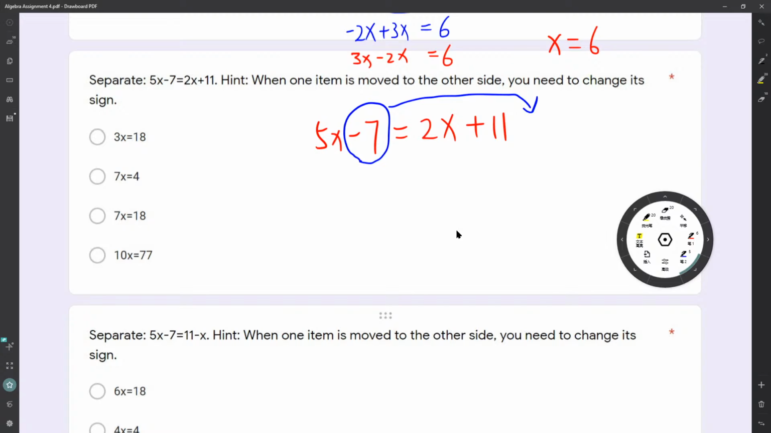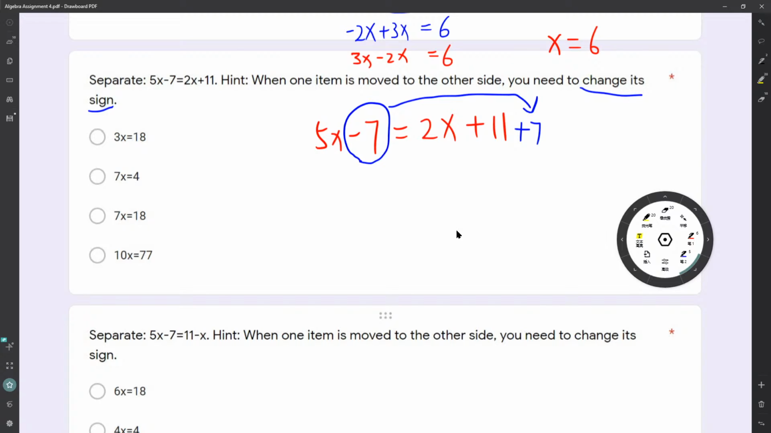Some students ask me, hey, mister, is it always you subtract? Well, it's not always you subtract. It's always you change the sign. So this one is originally negative 7. After we move it, it will change sign. It will become a positive 7 or plus 7. See, it's not always after move I will subtract. No, I always change the sign.